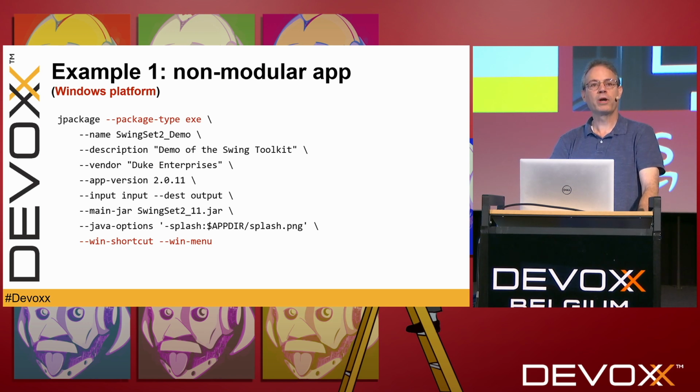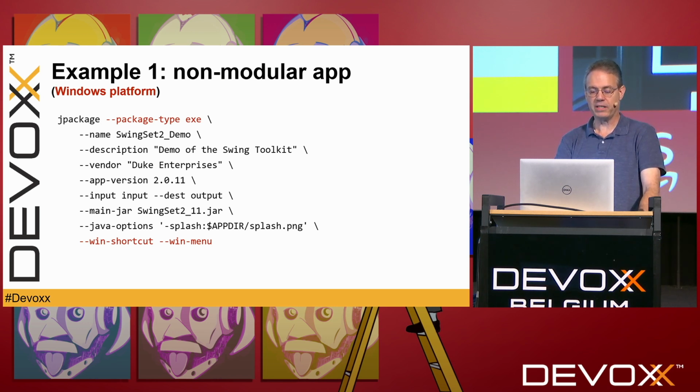And then we specify where to find the input files. In this case, our standard non-modular jar file is in the input directory. We tell it where to put the output. And we give it the main jar file. So if you have multiple jars in there, you have to tell it which one is your main jar. In this case, we didn't specify the main class because our jar happens to have a manifest entry that tells it where the entry point is.